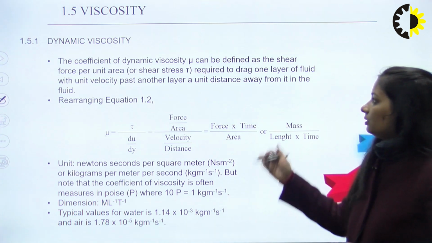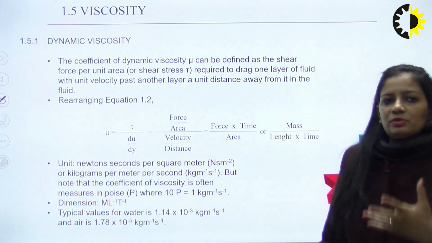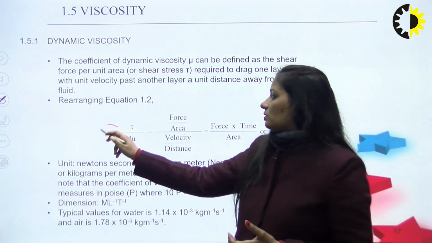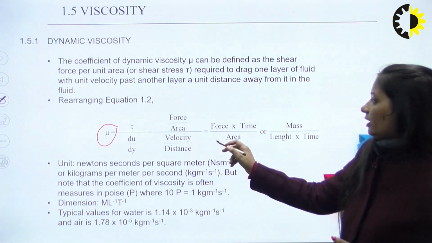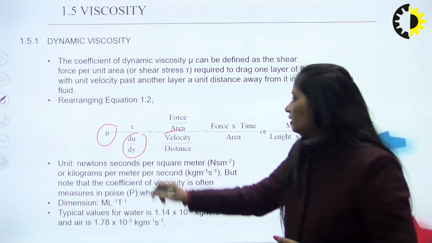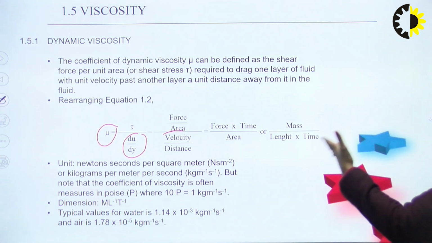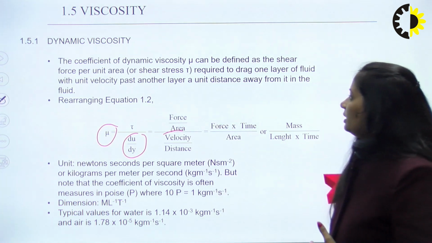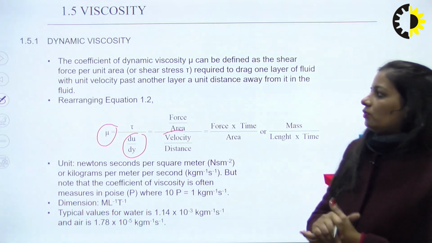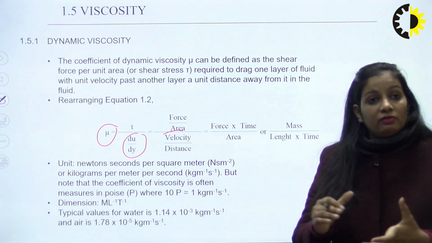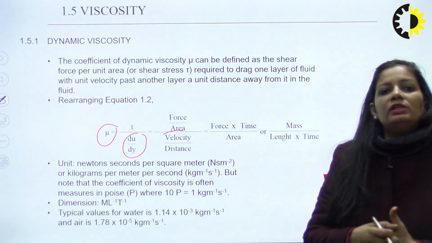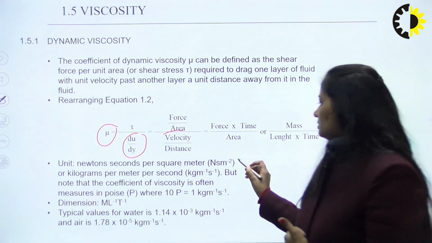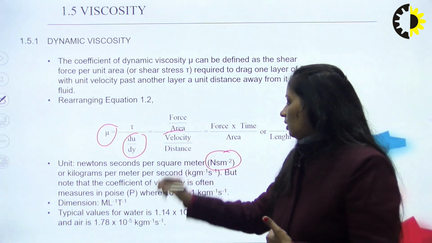Here again there are two types of viscosity. The first we have already studied, the dynamic viscosity, tau divided by velocity gradient. This is called your dynamic viscosity, defined as the shear force per unit area that is required to drag one layer of fluid with unit velocity past a layer a unit distance away from it in the fluid. The unit is Newton second per meter square.